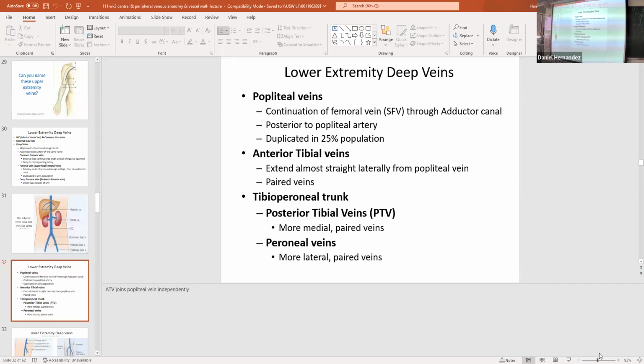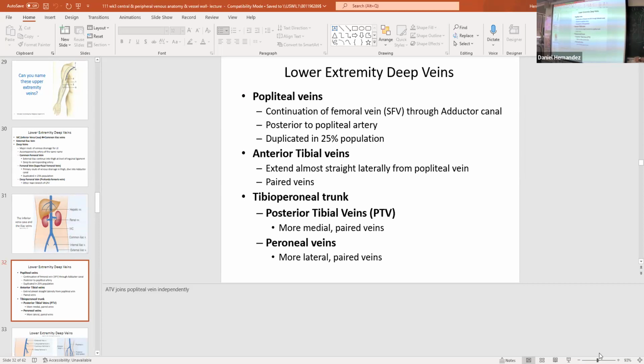So same like the arteries. Anterior tibial, most lateral. Posterior tibial are going to be the most medial. So I kind of drew posterior tibial, these guys being the most medial, these guys the most lateral, it's the right leg. Peroneal veins are in between.